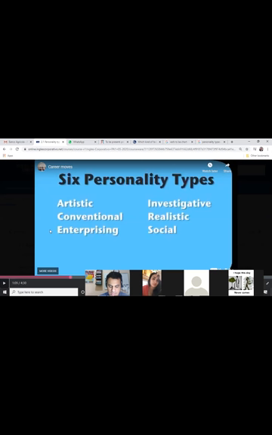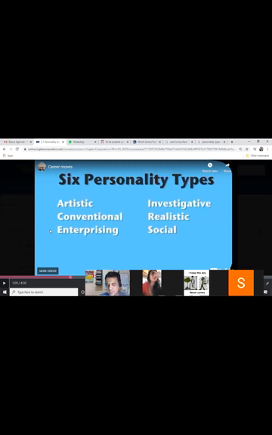And then finally you have the social type. Number six, social type. They prefer to work with others. Yes, very good. They like to work with other people. They like to be with other people. They like helping. They like teaching. Yes. They like coaching. Okay. I think it's a combination of all the six personality types. ¿Cuál? La última. Yes. So the last one.